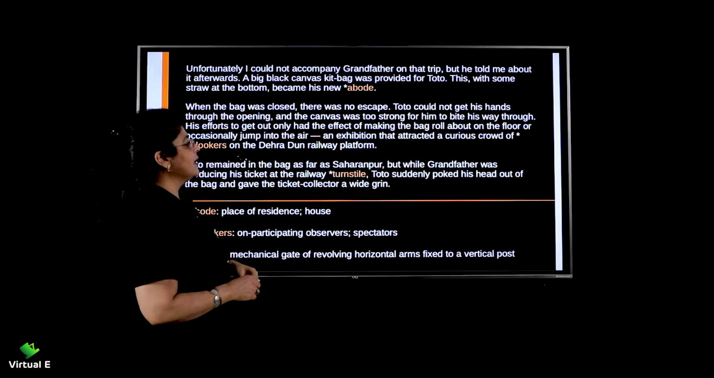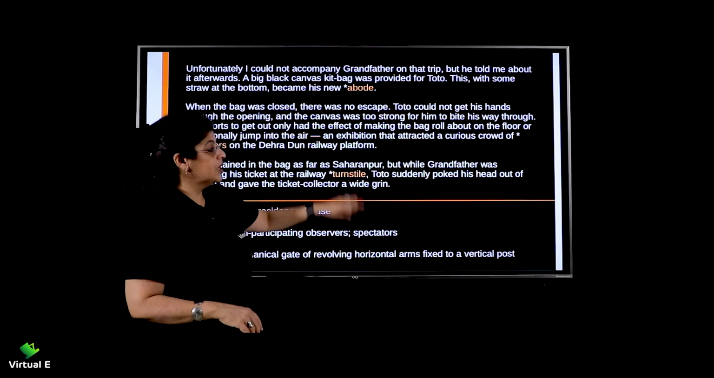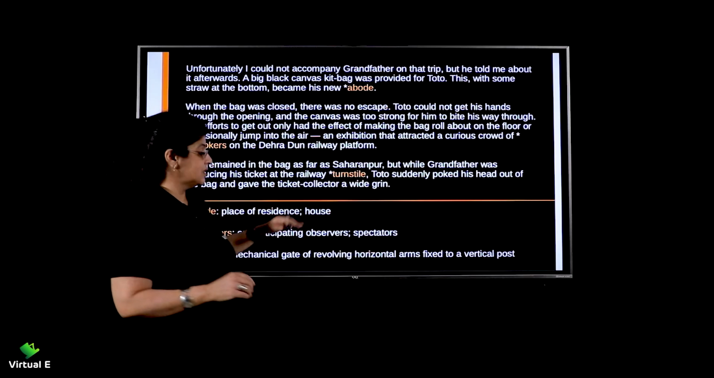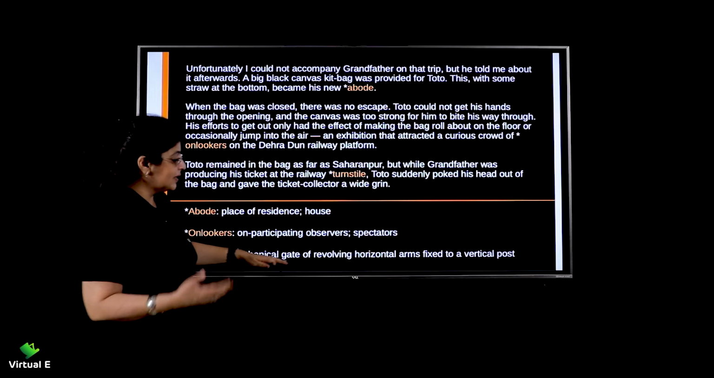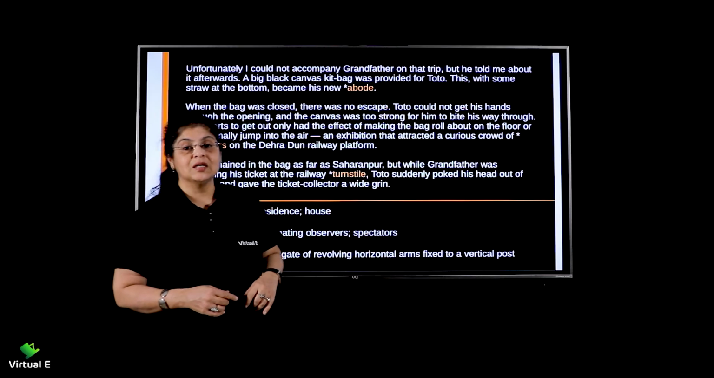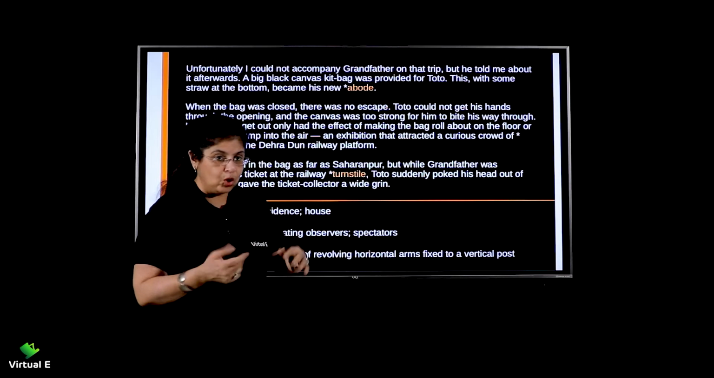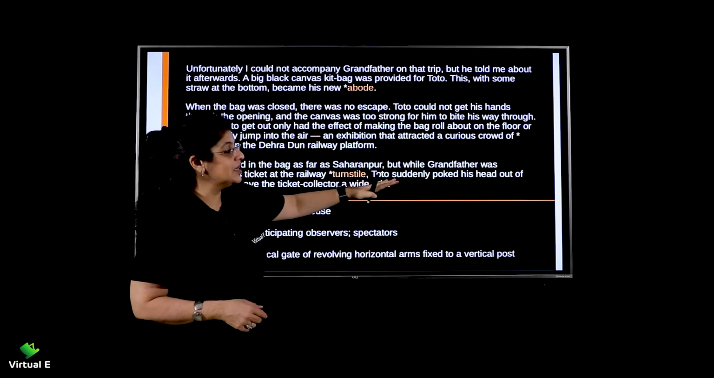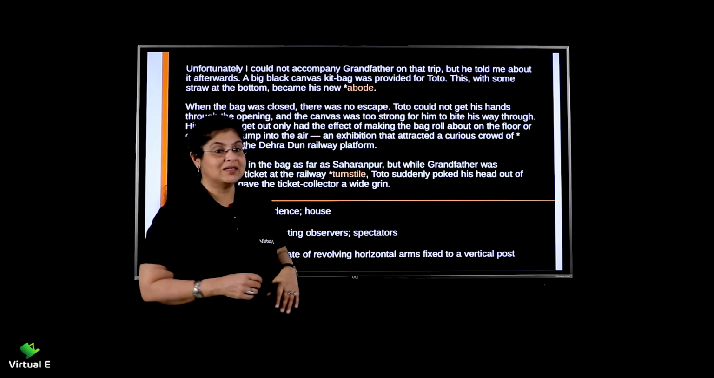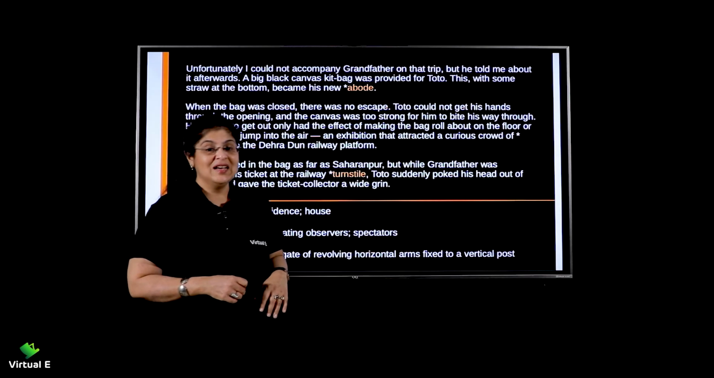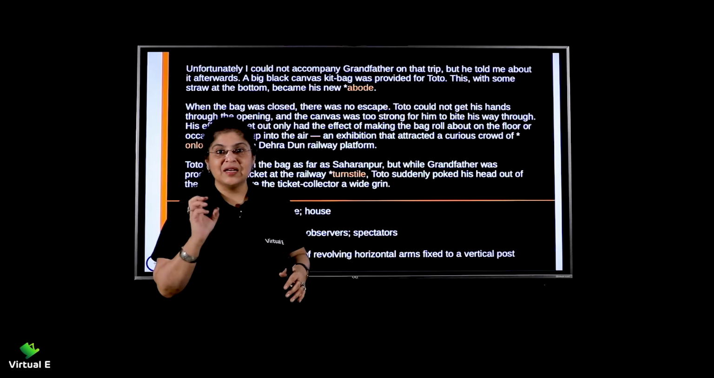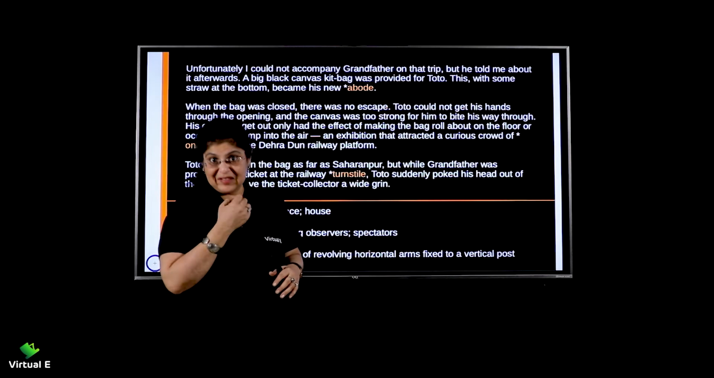Toto remained in the bag as far as Saharanpur, but while grandfather was producing his ticket at the railway turnstile, as in the mechanical gate of revolving horizontal arms fixed to a vertical post. When he had to go through that, Toto suddenly poked his head out of the bag and gave the ticket collector a wide grin. So finally, he was successful at bringing his head out and he gave a big grin.